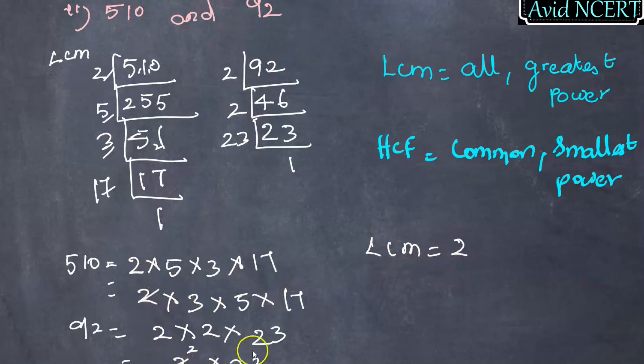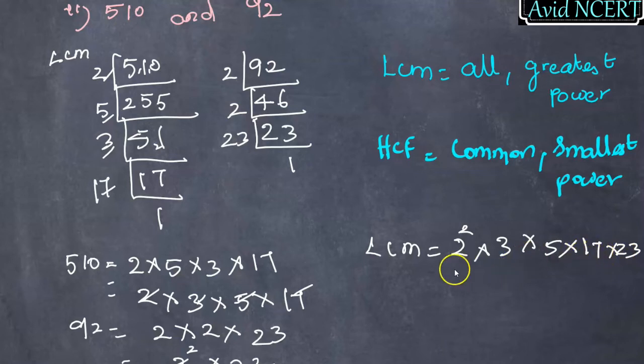2, and we have 2 2's, but the greatest power is square. So 2 square into 3 and 5 and 17 into 23. So we have to write all the factors. So 4 into 3 into 5 into 17 into 23. 2 square is 4 into 3 into 5 into 17 into 23.